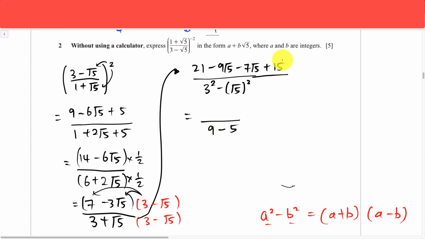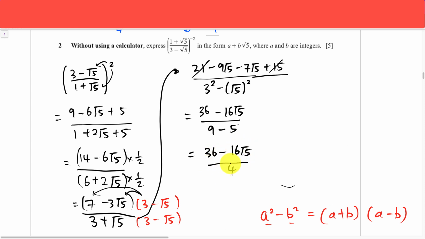Alright, then this one I will actually add them together. I will get 36, I believe. This one will get negative 16 sub 5. Alright, so this one basically I will get 36 minus 16 sub 5 over 4.